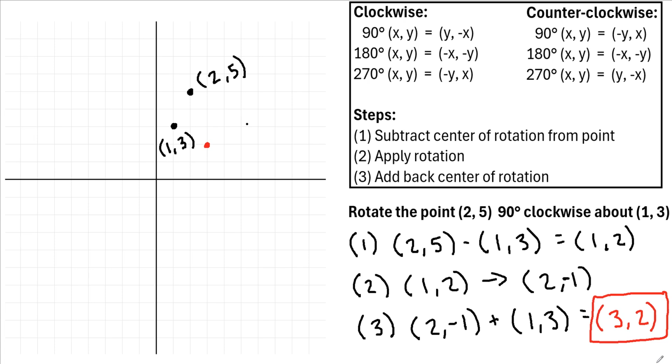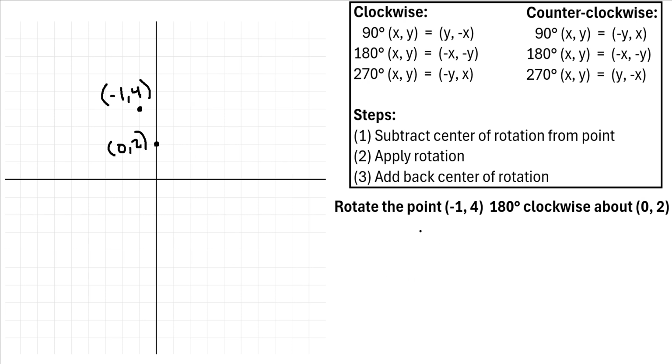A neat way to check that you got the right answer when you're rotating 90 degrees is to draw a line from the point to the center of rotation, and then from the center of rotation to the new point, and verify that it forms a 90-degree angle right there. And we can see that it does. So that's a way to double check that we must have gotten the right answer, because we have a perfect 90-degree angle to the final point where it landed.